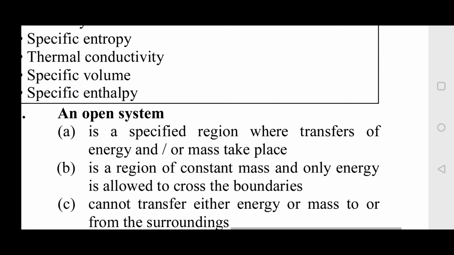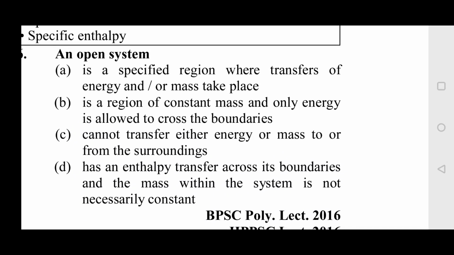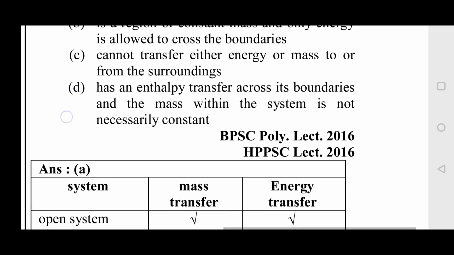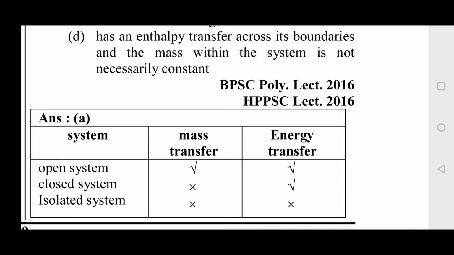Okay. Next, move to the next question. An open system. What is the open system? So the open system is a. Answer is A. A means a specified region where transfer of energy and or mass takes place. So both energy and mass are transferring.